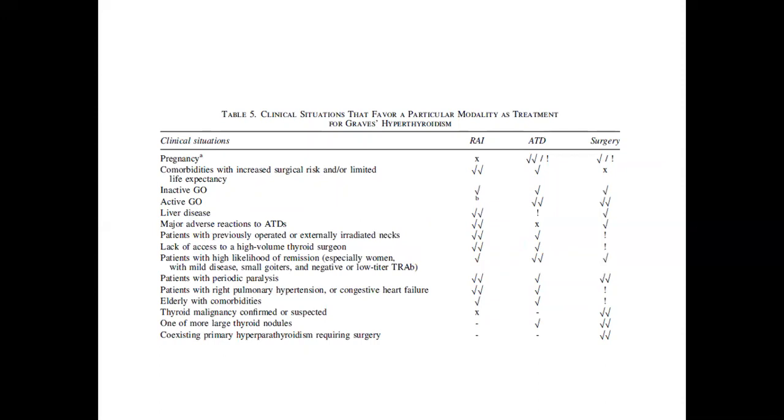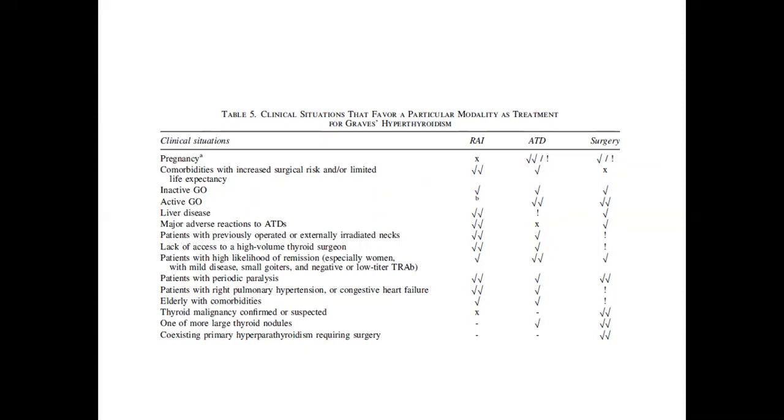So, clinical situations that favor a particular modality as a treatment for Graves' hyperthyroidism. If the patient is pregnant, then antithyroid medications are the preferred agent. And in a patient with comorbidities with increased surgical risk and limited life expectancy, radioactive iodine should be considered as the first-line treatment modality.